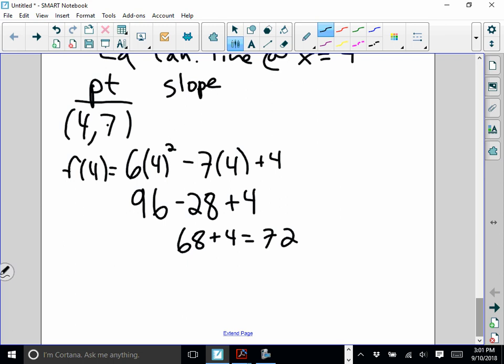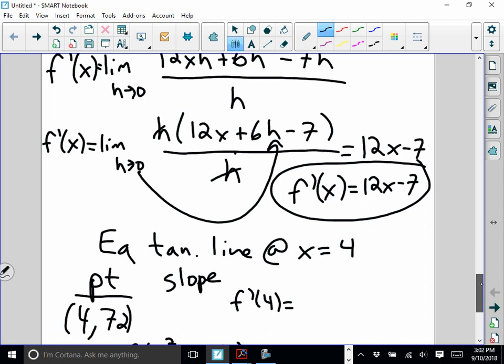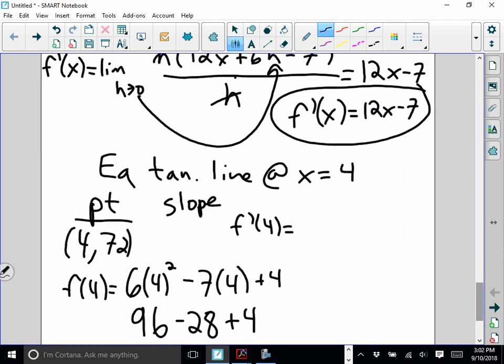To find the slope of the tangent line, remember that's a buzzword in calculus, slope of the tangent line, we need to consider the derivative at 4. So I need to find f prime of 4. Well, this is why notation is important. We have all this work back here, but I have a nice circled f prime of x here, so I'm making sure that I'm plugging into the correct place.